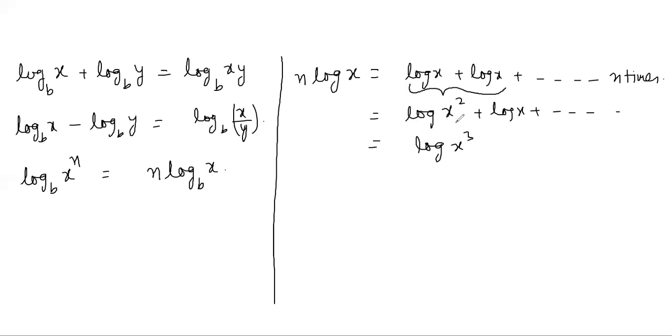In the same manner, this log x square and log x can also be combined, and you will get x cube. Then there will be the remaining log x's, and you can combine them, and ultimately you will get log x to the power n. So we can say that n log x equals log of x to the power n. Is it clear or not?